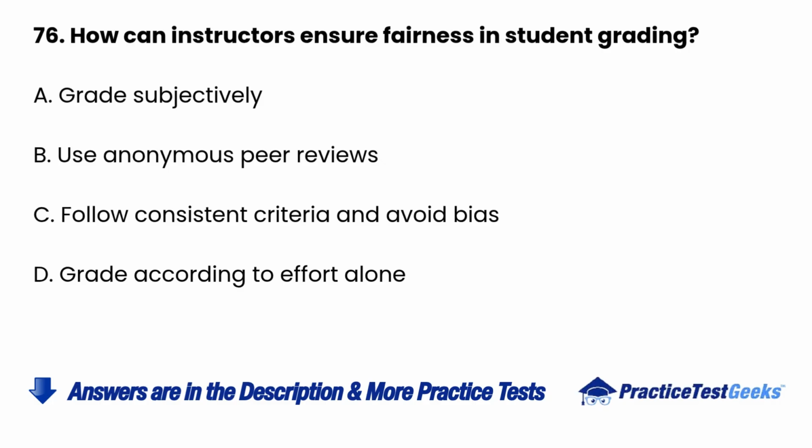76. How can instructors ensure fairness in student grading? A. Grade subjectively. B. Use anonymous peer reviews. C. Follow consistent criteria and avoid bias. D. Grade according to effort alone.